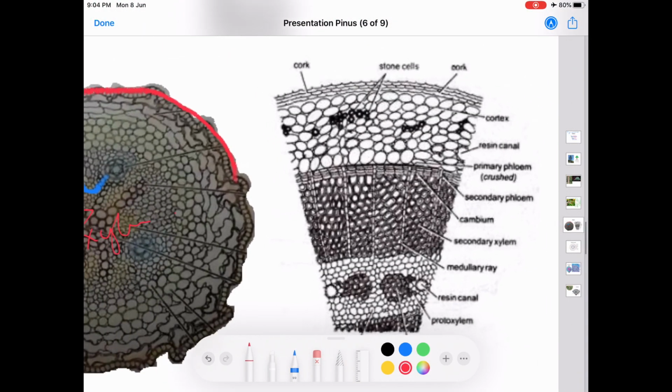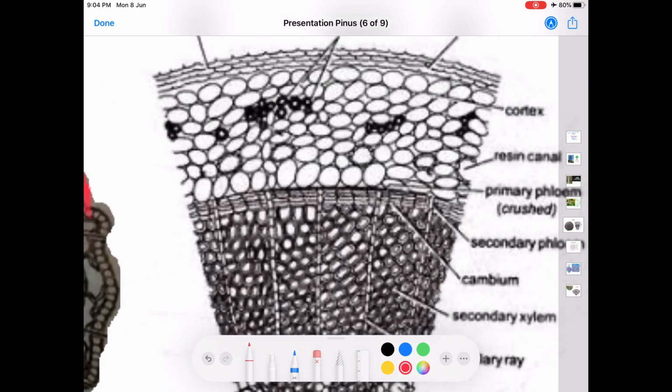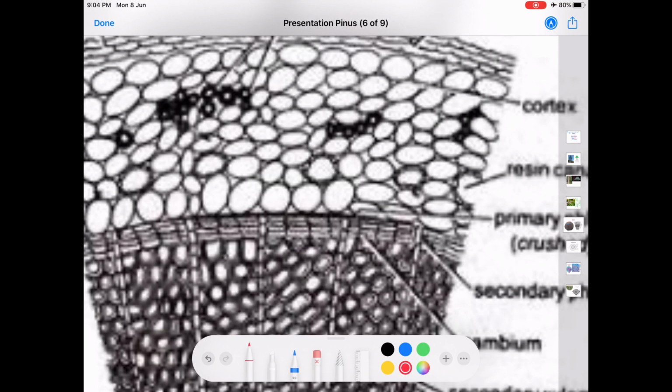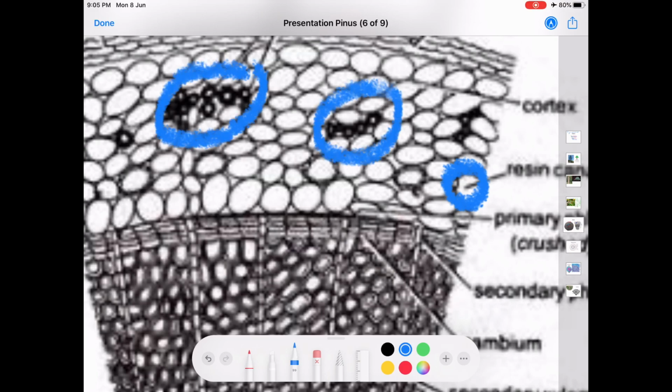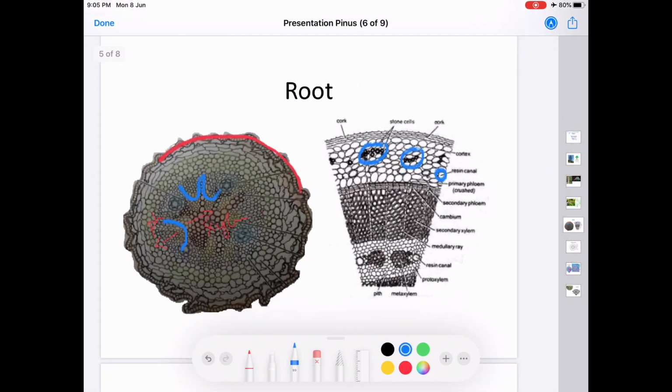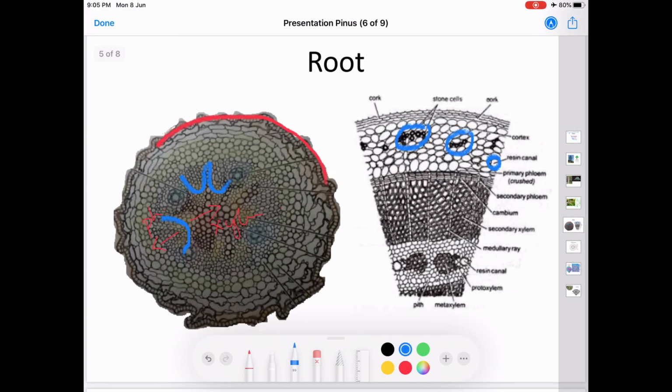At the same time, it produces the cork cambium in the cortex. And this cork cambium will cut the secondary cortex towards the inner side of the root. And this secondary cortex carries resin canals. See, these are the resin canals, and it also carries stone cells. This is all about the internal structure of primary and secondary root in the case of Pinus.